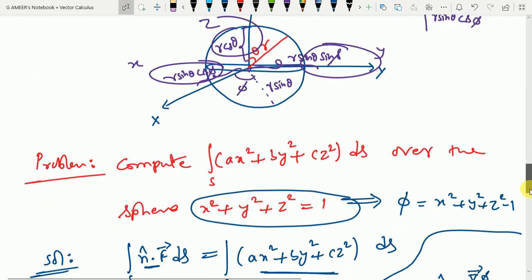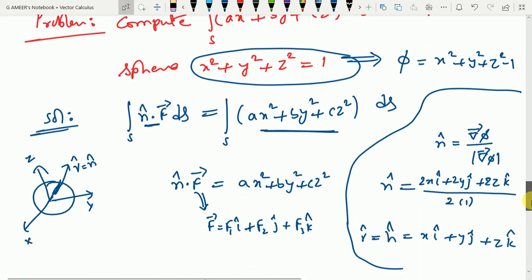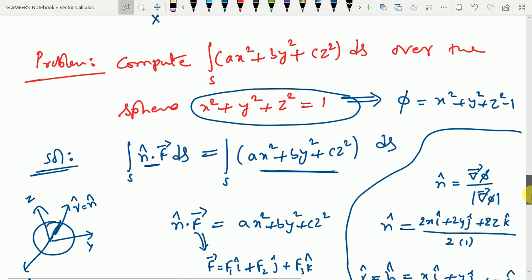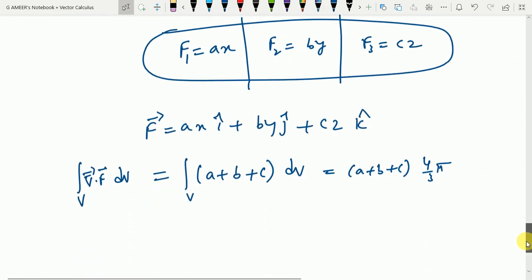Okay. Yeah. So let us go for another problem related to this Gauss divergence theorem.